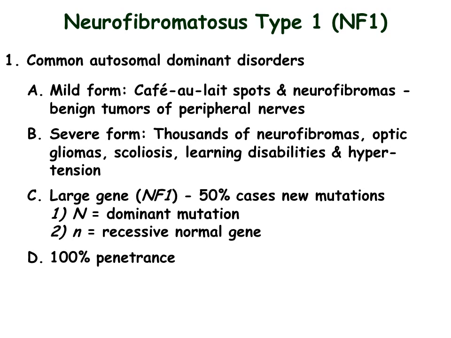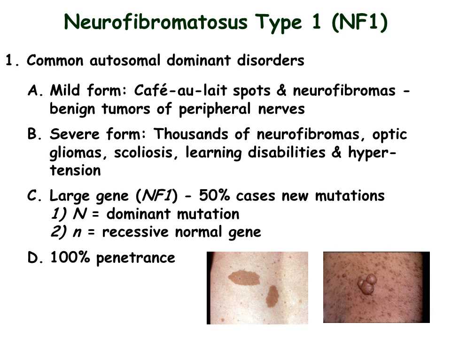So capital N is the dominant mutation. A little n is the recessive or normal gene. And it will have 100% penetrance. So here's a cafe au lait spot, and here are the neurofibromas. I've got them. I don't know about you. They come up more as you get older anyway.